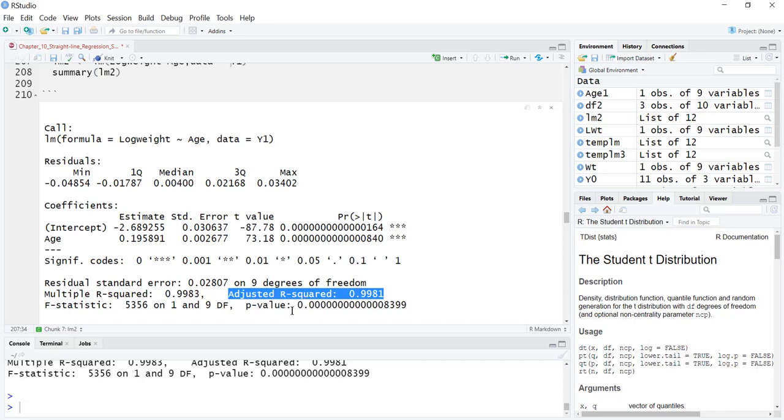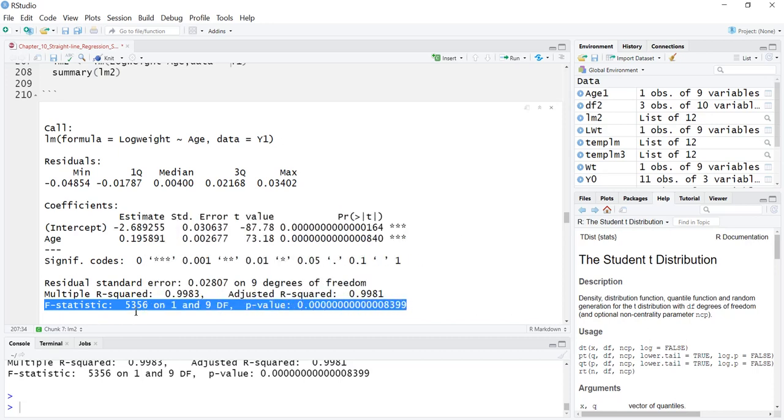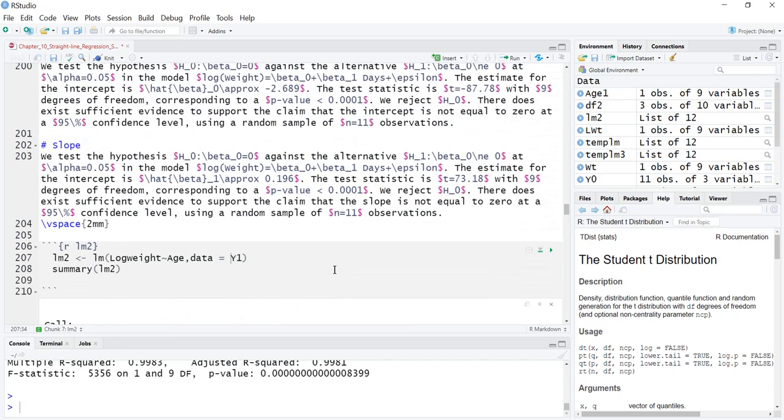And then the p-value for the overall fit of the model is given down here, the F statistic. That is a very high value of an F statistic, 5.356. That's huge with 1 and 9 degrees of freedom. So if we want to look at the overall fit, it's given on this last line. That's an important thing. I didn't address that here.